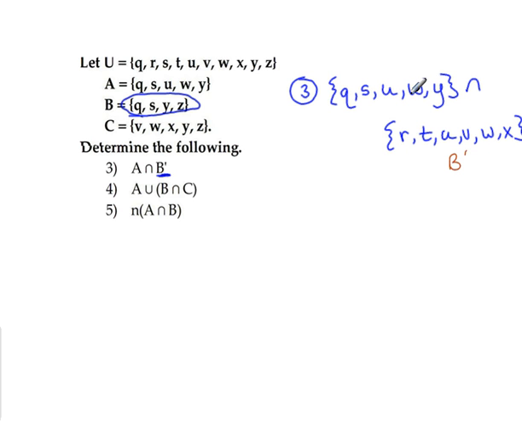Now the intersection between those two sets will be the elements that those two sets have in common. So as we go through, it looks like we have a U that's common to both sets. A W is common to both sets. I don't see any other similarities. So the intersection is going to be the set that includes elements U and W.